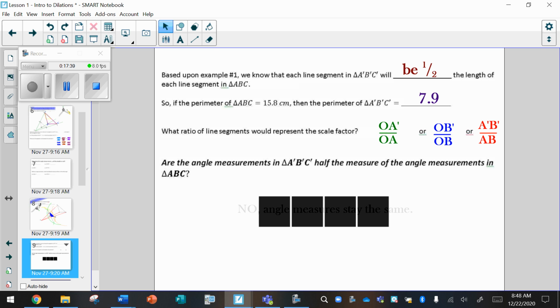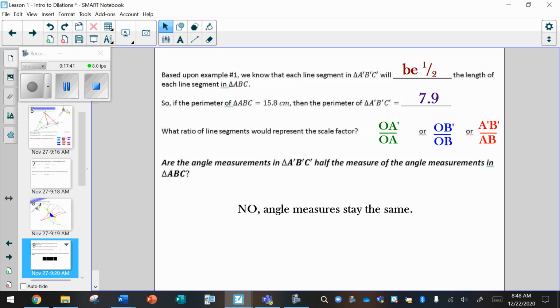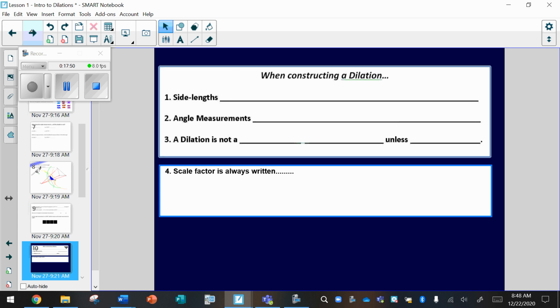And the angle measures, did the angle measures change? Are they half as big? No, the angle measures stay the same. So, in summary, when we are constructing dilations, side lengths are multiplied by the scale factor. The scale factor is also sometimes called the constant of dilation. The angle measures remain the same, and a dilation is not a rigid motion because the size changes.